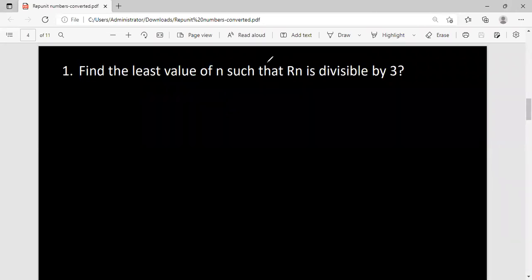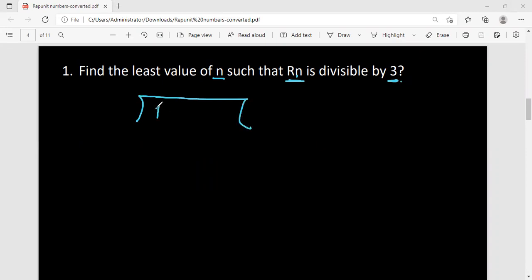Now coming to the question directly, because that was conceptual knowledge. Find the least value of n such that Rn is divisible by 3. So what should be the minimum value of n? I mean, at least how many times do I have to write 1 so that the number becomes divisible by 3? Now randomly I cannot say. Let us start with 1, and we are dividing it by 3 and we want a remainder of 0. So definitely 1 divided by 3 is not giving you 0 as the remainder.